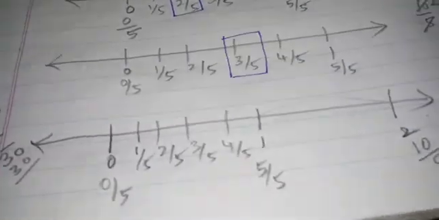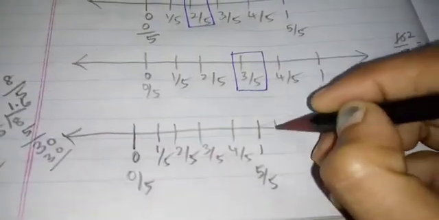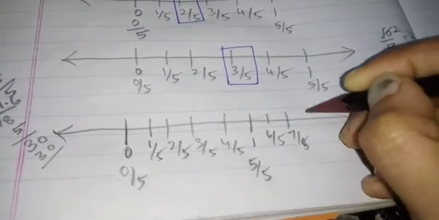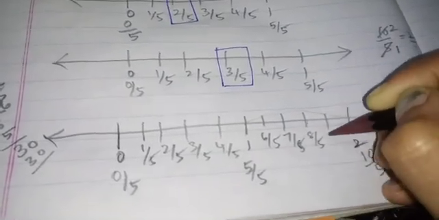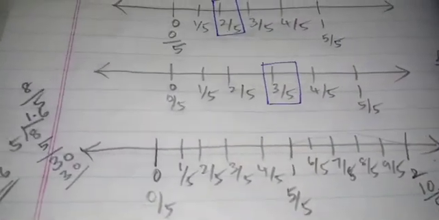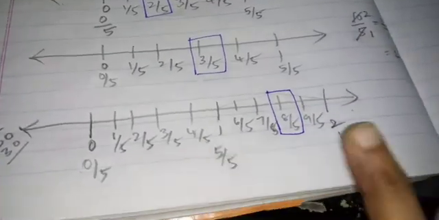Why am I writing 2 as 10 by 5? We have denominator 5. If the denominator is 6, you will write 12 by 6, since 6 twos are 12. Like that you will write. Now, 5 by 5, here 6 by 5, 7 by 5, 8 by 5, 9 by 5, 10 by 5. Now, did you get the value of 8 by 5? Yes. So, it lies between 1 and 2.